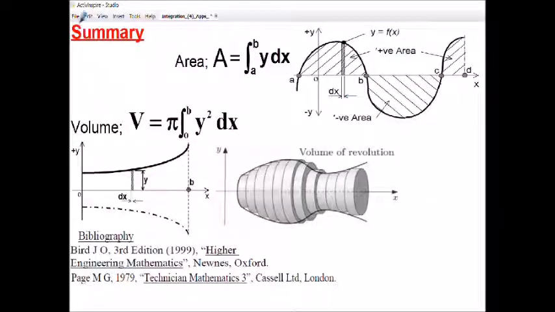Okay, looking at the summary of the presentation, we've looked at calculating areas under curves using integration. The integral of y dx between limits a, b has allowed us to calculate the areas under complicated curves. We do need to account for the signs though. If we have negative areas, we need to account for that within our integral. I've also looked at the volumes of revolution equation, pi integral of y squared with respect to x between our limits of 0 and b in this case. And don't forget, with the y squared, you have to square the y function before you integrate.